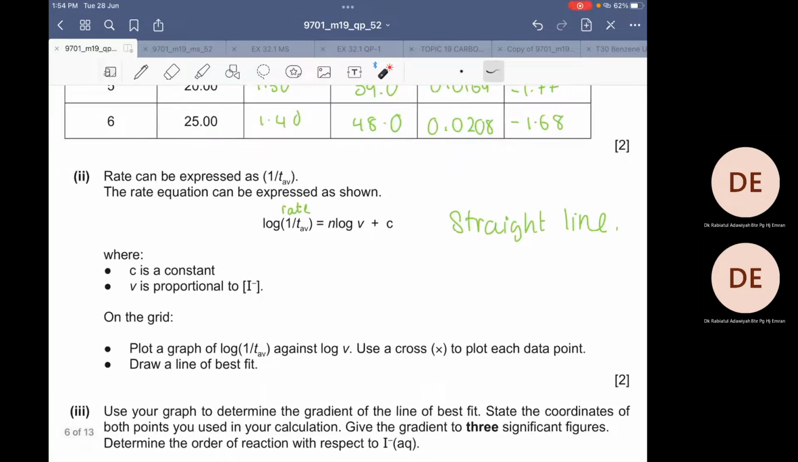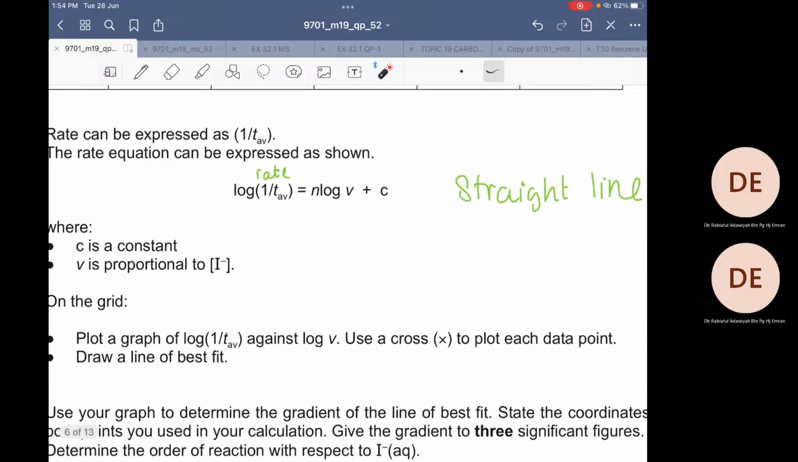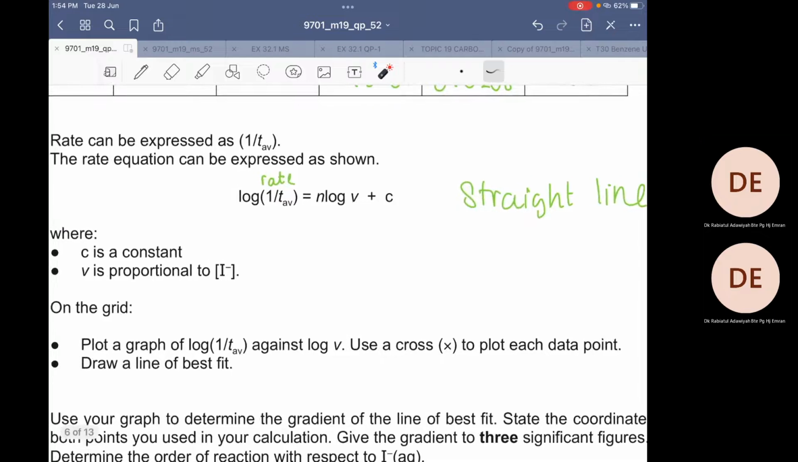Rate can be expressed as this equation. The rate equation is given as this: log 1 over T average equals N log V plus C. This looks like a y equals mx plus c equation to me. They say C is a constant. Can you see what your x and y are on the graph?